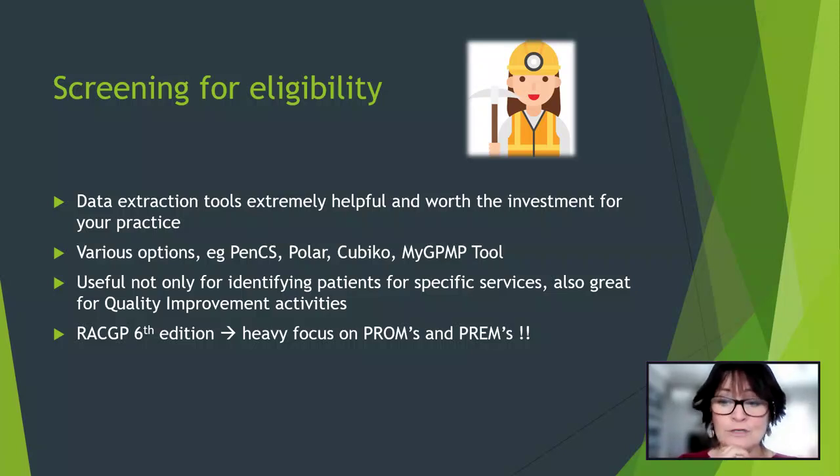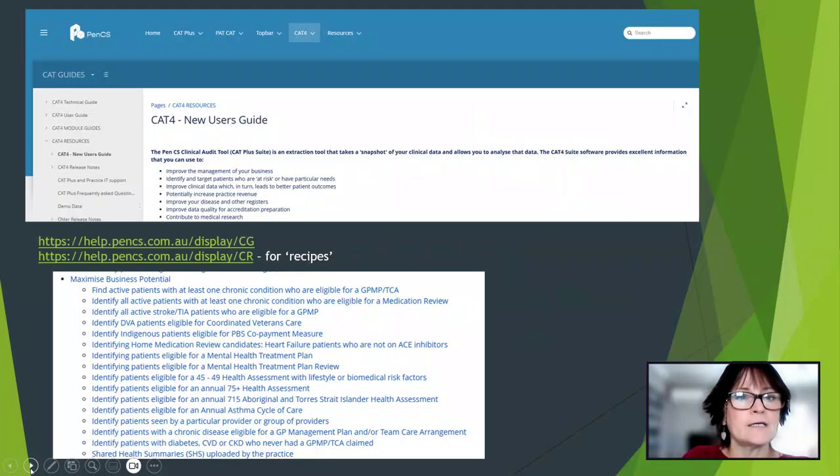And as I said previously, when we have this new 6th edition of our ACGP guidelines, there's going to be a very heavy focus on your patient-reported outcome measures and patient-reported experience measures. So these tools will be absolutely worth their weight in gold for making sure that you're meeting those things. There is going to be a very heavy focus on that, just FYI. So what are some of these things? Let's have a quick look.